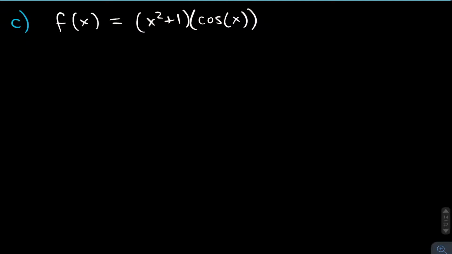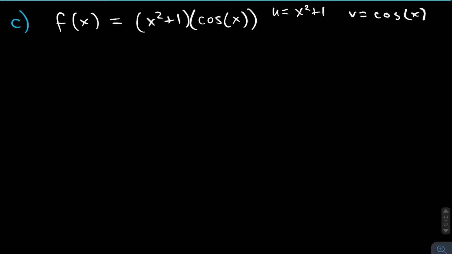We have that f of x equals x squared plus 1 times cosine x. Now something you could have done is multiply that cosine x through the x squared and the 1, but probably the better way of doing this is to say that u equals x squared plus 1 and v equals cosine x. All right, so there's your two functions.